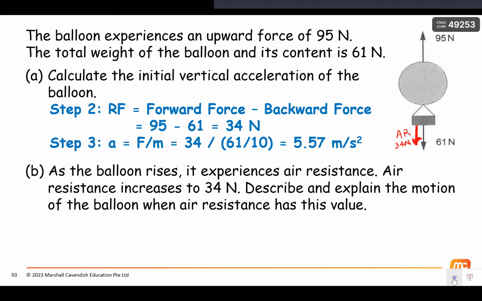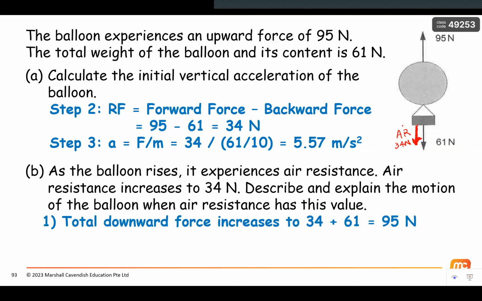So step number 1, I need to identify the individual forces. I have an upwards force, 95 newtons. I have a weight, 61 newtons, and air resistance, also downwards, which is 34 newtons. So I'm comparing all the individual forces. I identify that now there is a total downwards force of 34 plus 61, which is 95 newtons, and there is also an upwards force of 95 newtons.